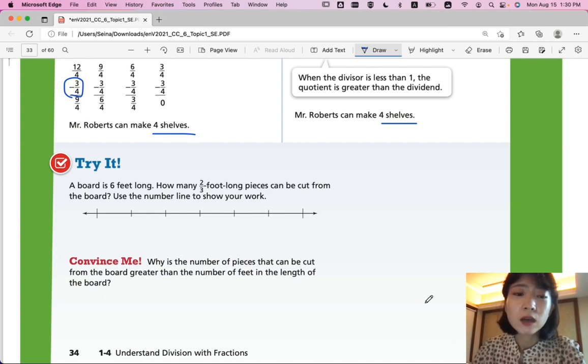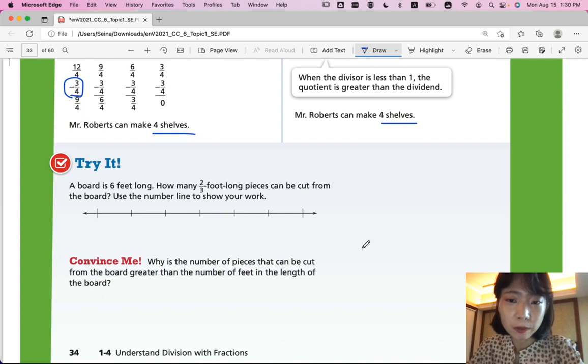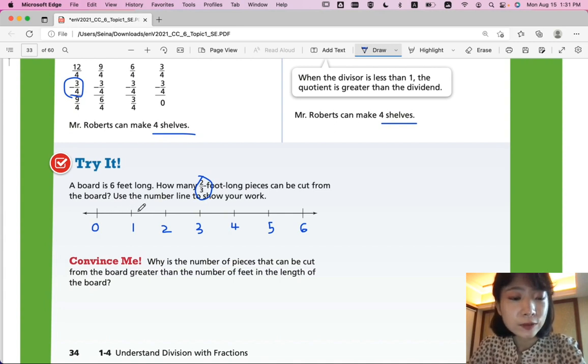Are you ready? Alright, so how would you use the number line to show your work? First, you're going to label it from 0 to 6. And you're going to use the number line to divide it. You want to make 2/3 of a foot. So divide 1 foot into thirds. Okay? And divide another one. Divide each of the feet into 3 pieces.